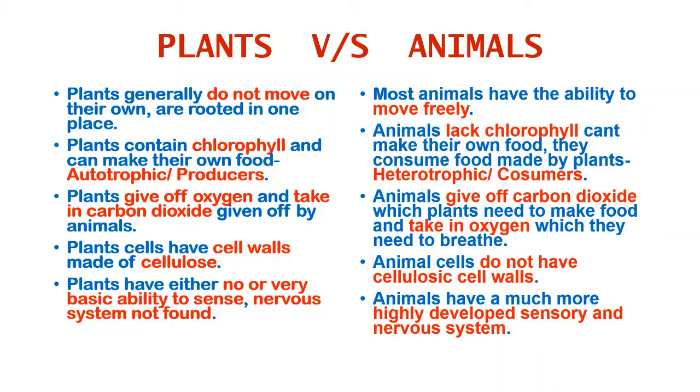Then the plants give off oxygen and take carbon dioxide in the process of photosynthesis. Whereas during night time, they consume oxygen and give off carbon dioxide in the process of respiration. So they perform both photosynthesis and respiration, whereas the animals perform respiration only; they take in oxygen and give off carbon dioxide.